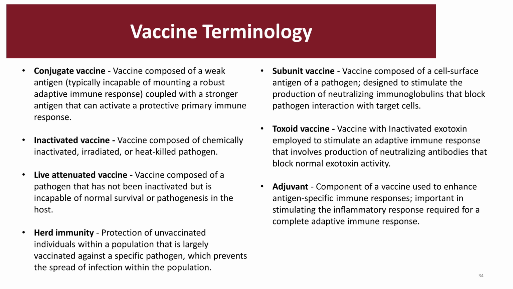Subunit vaccine is when a vaccine is composed of a cell surface antigen of a pathogen that's designed to stimulate the production of immunoglobulins that block the pathogen's interaction with target cells. A toxoid vaccine is a vaccine that utilizes an inactivated endotoxin or exotoxin that is employed to stimulate the adaptive immune system. Adjuvant is a component of a vaccine that's used to enhance the antigen-specific immune responses, helping you to boost that inflammatory response required to have a complete adaptive immune response.